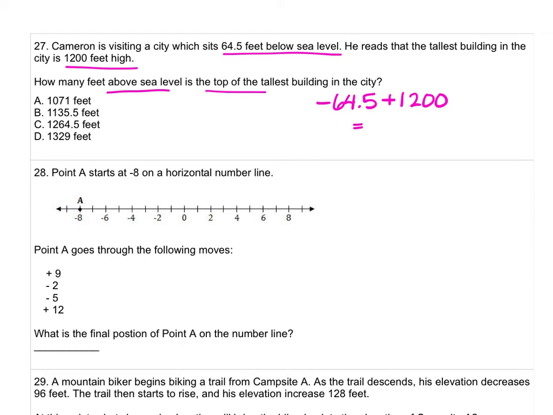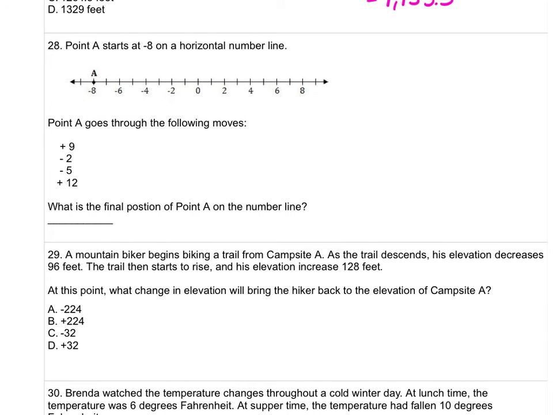And it equals 1,135.5 feet above sea level because it's positive. Answer choice B. Number 28, point A starts at -8 on a horizontal number line.